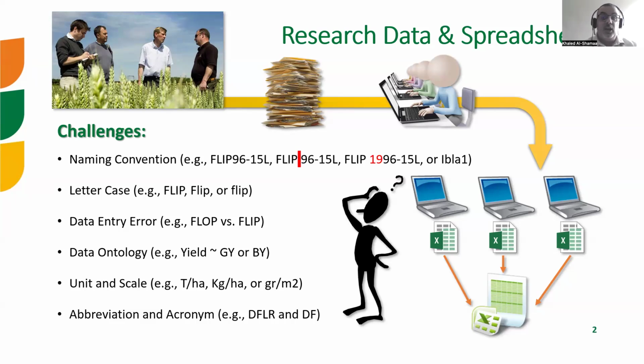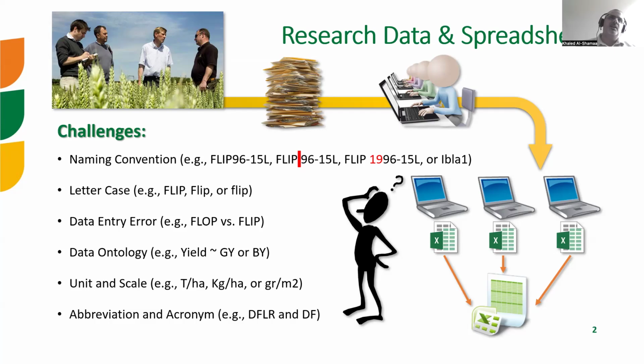The ontology of the data as well, because sometimes even in the spreadsheet, when you said this is a yield, so which kind of yield you are referring to. Is it a grain yield? Is it a biological yield? So all of these issues come up with data in a spreadsheets, as well as the units, scales.